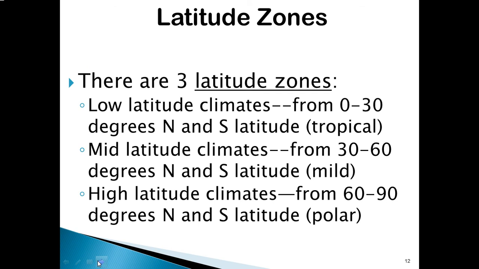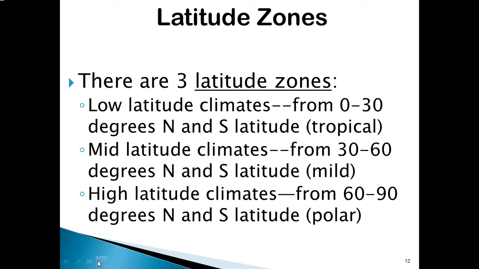Okay, so back to latitude zones. And you can see the importance of latitude. I mentioned it before in Unit 1, mentioned it in earlier slides, and now we have it again. So, our climate zones are based on 3 huge numbers. Low latitudes are from 0 to 30 degrees north and south. Mid latitudes from 30 to 60 degrees north and south. And high latitude goes from 60 degrees to 90 degrees north and south.